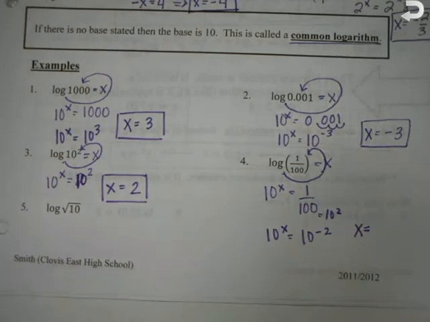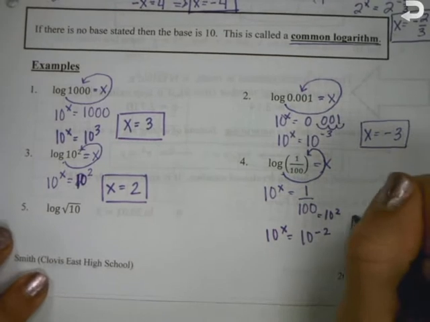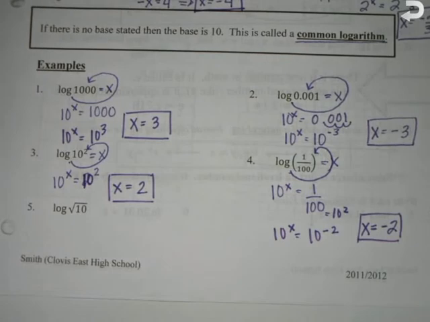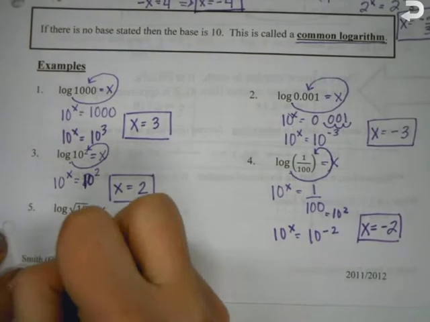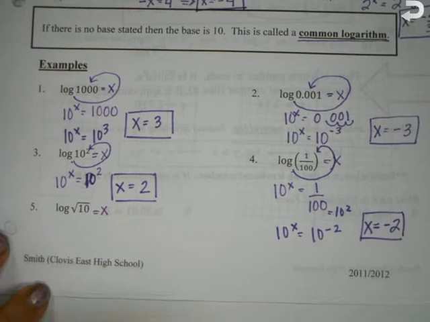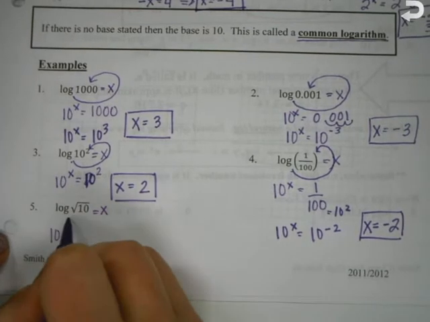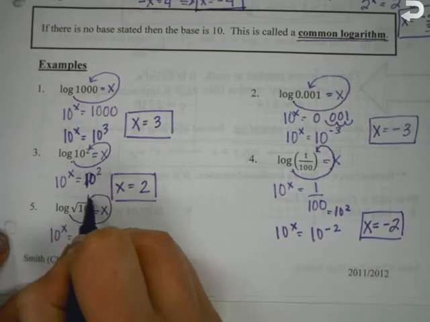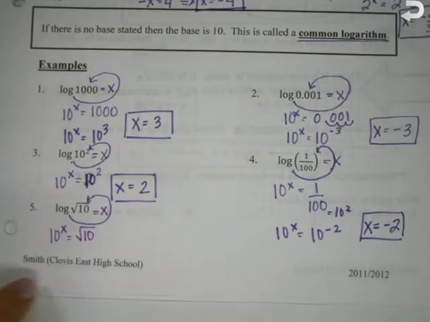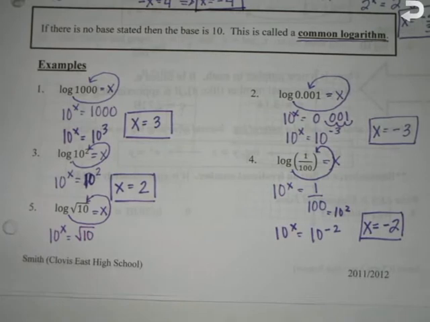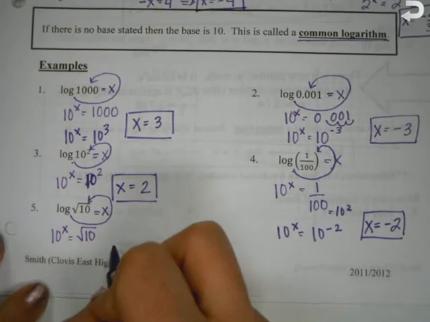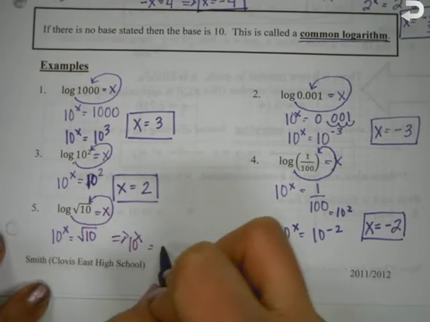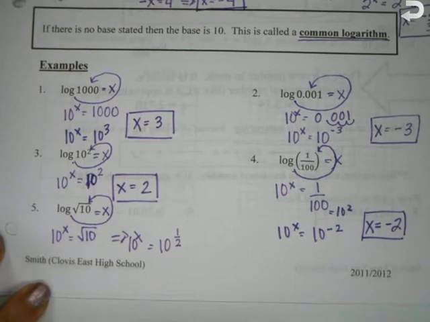And last one. Set the whole thing equal to x. There is no base, so we assume 10 to the x is equal to square root 10. But square root 10 is exponent of 1/2. So this is 10 to the x is equal to 10 to the 1/2. So drop the bases and x equals 1/2.